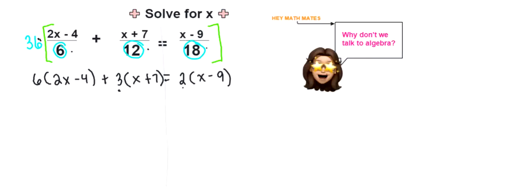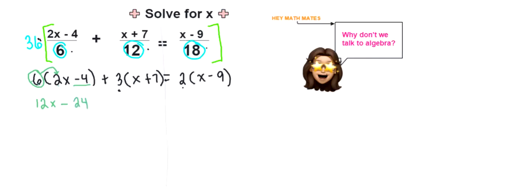Next, we've got to use the distributive property. I can't combine anything in the parentheses because none of them have like terms. So then we take a look at the outside and we distribute it through. A positive times a positive is a positive. 6 times 2x is 12x. A positive times a negative is a negative. 6 times 4 is 24.